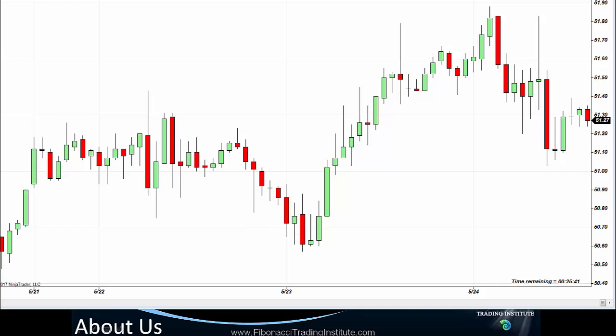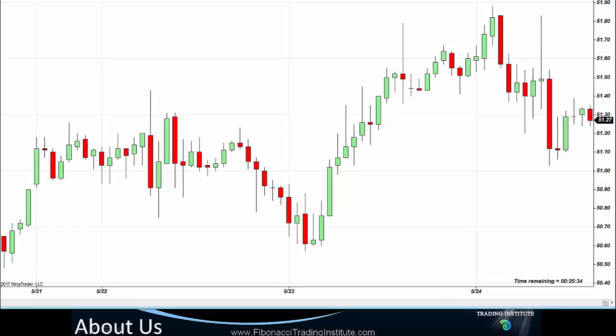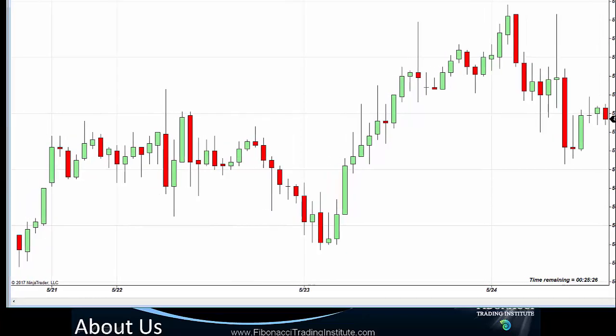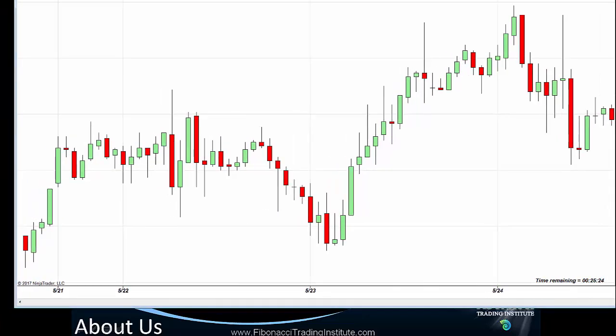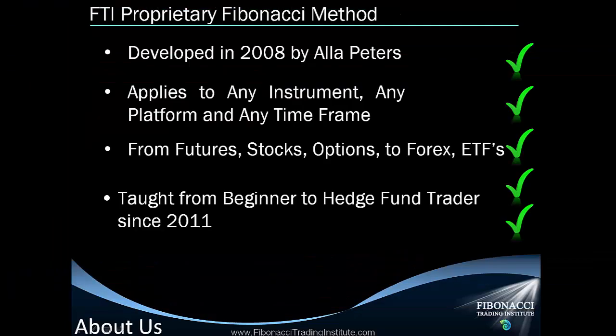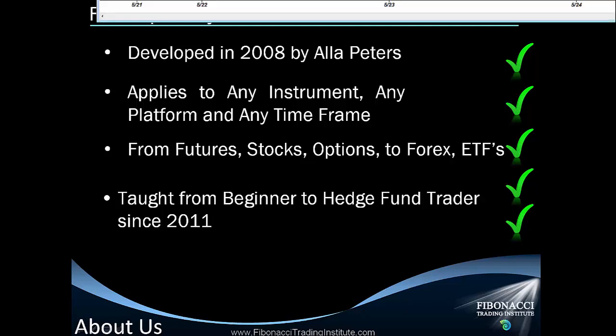So what instrument is this? Please tell me. Anyone knows? What instrument is this? Okay, because you see the numbers on your left. So let me change the name of the instrument. Let me change the name because you're paying attention to the numbers. And let me ask you, what instrument is this?